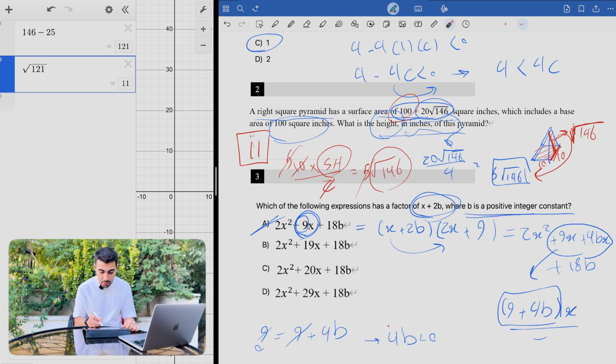And now we're going to repeat the same thing for all the choices. These 2x squared 18b, 2x squared 18b, these are all the same.